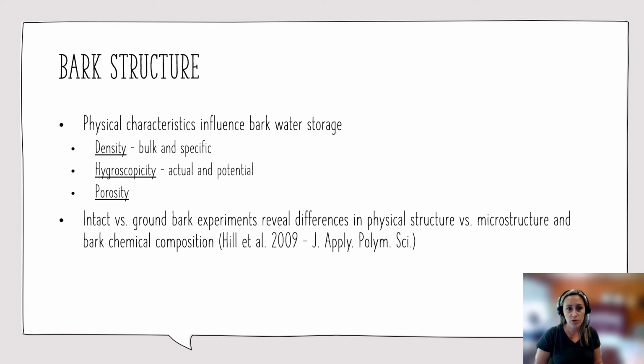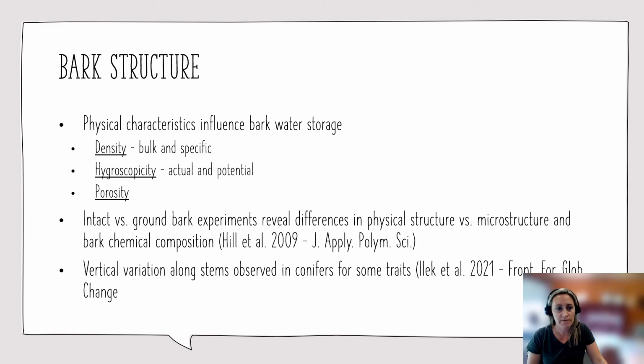Across species, trends and properties of intact bark, including bulk density and actual hygroscopicity, have been shown to differ from trends and properties from ground bark, revealing differences in physical structures versus microstructures and bark chemical composition that influence water absorption and retention. For example, the chemical composition of cell wall macromolecules has been shown to affect how well natural fibers can absorb water vapor from the atmosphere, suggesting that similar mechanisms may exist in bark composition across species.